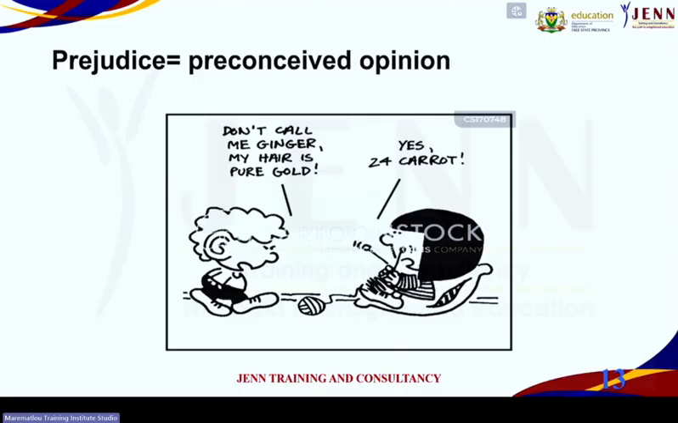And she replies to him and says, "Yes, 24 carats." So 24 carat referring to the gold, because gold is measured in carats, but also the fact that he is a red-haired boy. Carrot is also then orange. Now, this is a prejudice. There's a prejudice against people with red hair. So it's usually an intolerance or a prejudgment about a group of people.